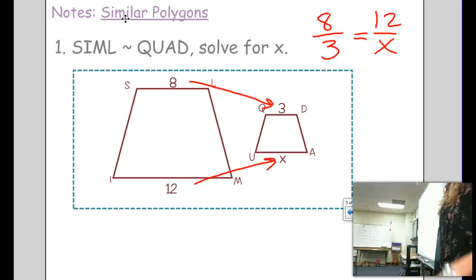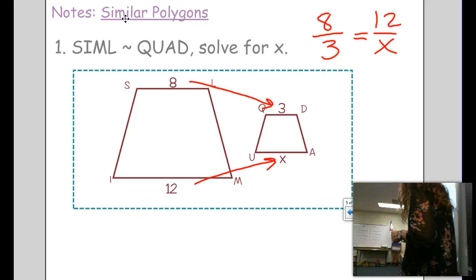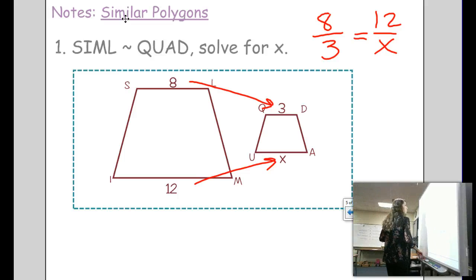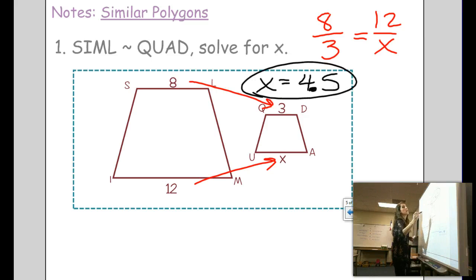What do we do next? Cross multiply. That's what we did yesterday. We already laid the foundation. We're good to go. Matt, whenever you're ready. Cross multiply, please. 36. Yep, 12 times 3 is 36 divided by 8. I think it's ugly. Cool. So we cross multiply and divide. 3 times 12 divided by 8. We have now solved for a missing side.